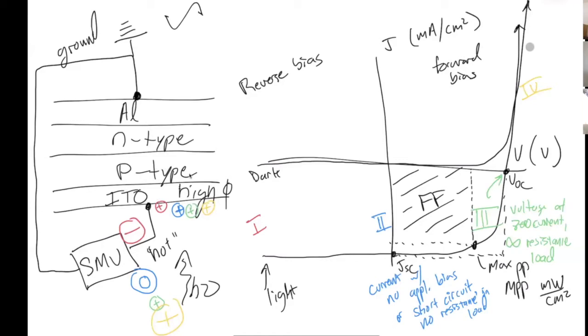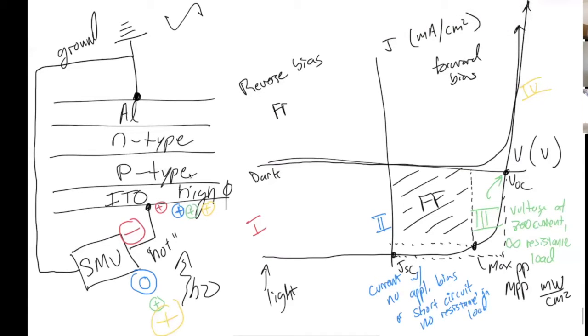So a couple of other things that you can consider. So the fill factor is the max power divided by the VOC times the JSC.